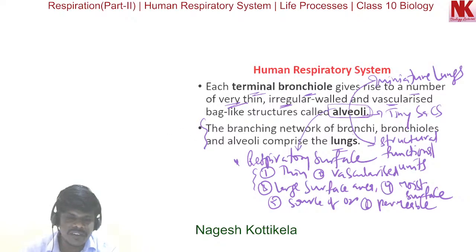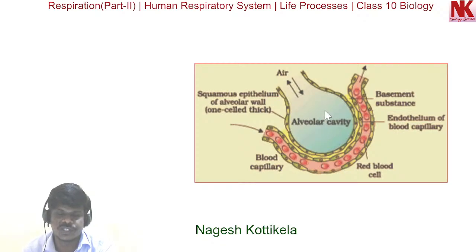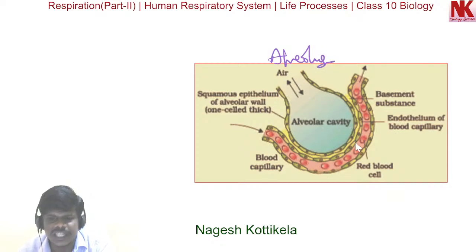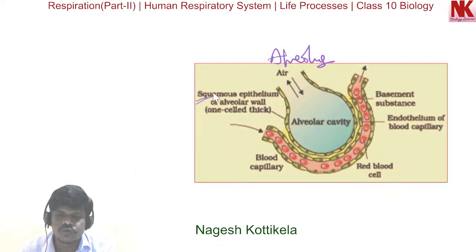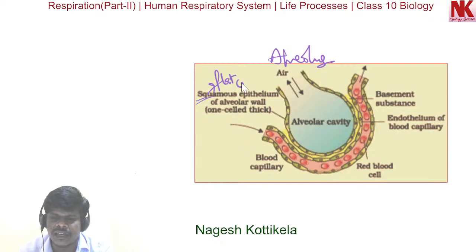Now moving to the next, the continuation part. You can see the picture of an alveolus. This is one alveolus, and now you can see how the gaseous exchange process occurs here. This is the squamous epithelium of the alveolar wall. Squamous means flat cells are found. This is a one-celled thick layer of squamous epithelium found in alveoli.